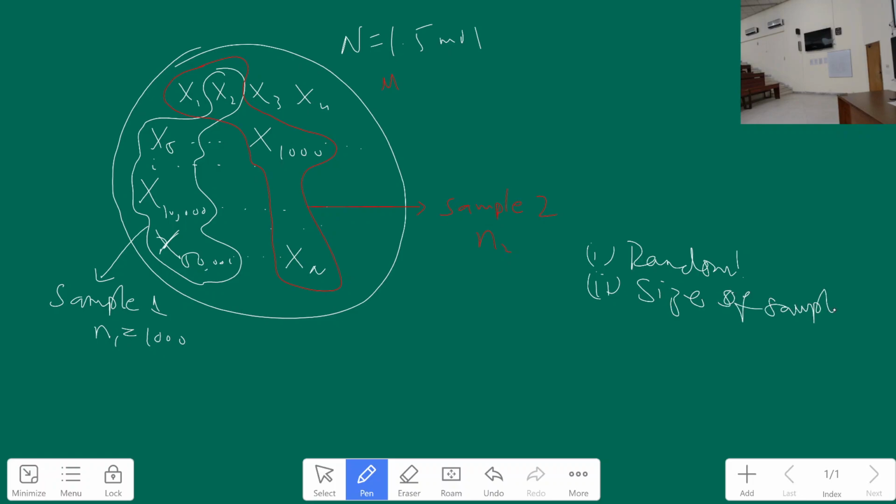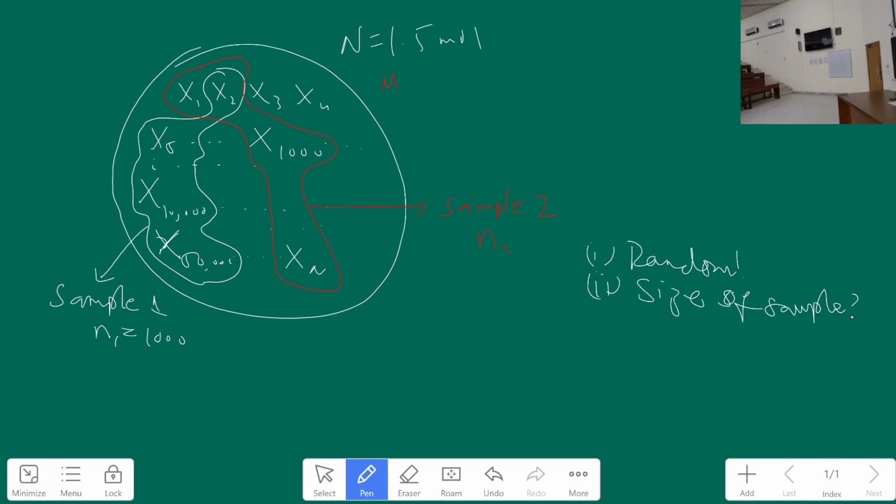So what should be the size of the sample? That is one question, and we will look at it for specific or common cases later. Third question, would different samples lead to the same statistic? So in this case, what is the statistic we are looking for?